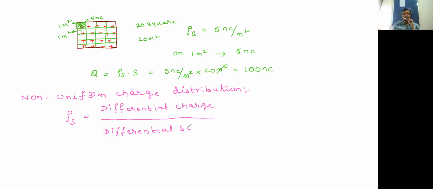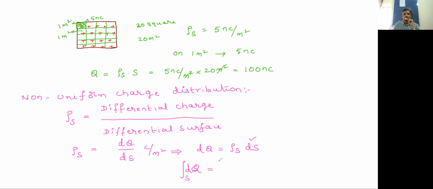Differential charge to the differential surface. We can write this as: differential charge is denoted by dq and differential surface is denoted by ds. Again the unit will be the same, coulomb per meter square. So from this, what we get is dq will always be equal to rho s ds, as it is the differential surface. So if you want the total charge, you should always prefer taking a surface integration.